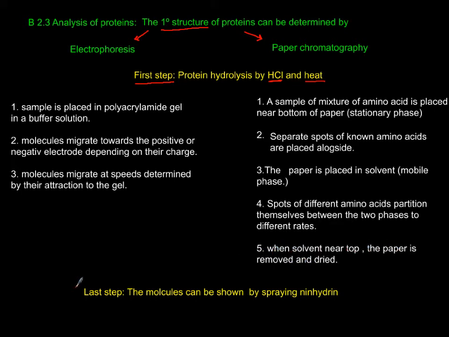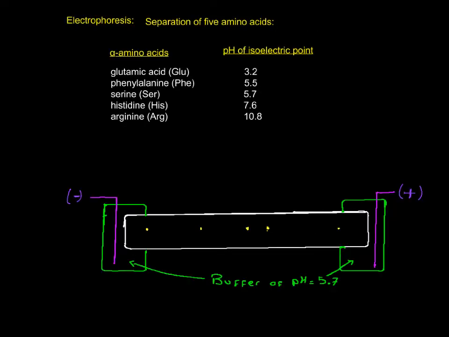The last step, which is again common to both processes, is that you need to develop this. You need to make the spots show by spraying a solution known as ninhydrin. So we use this solution in order to stain them so we can analyze them. Now let's look at one example of electrophoresis.